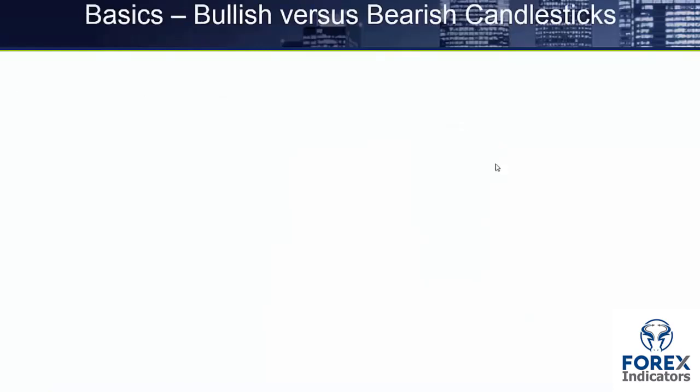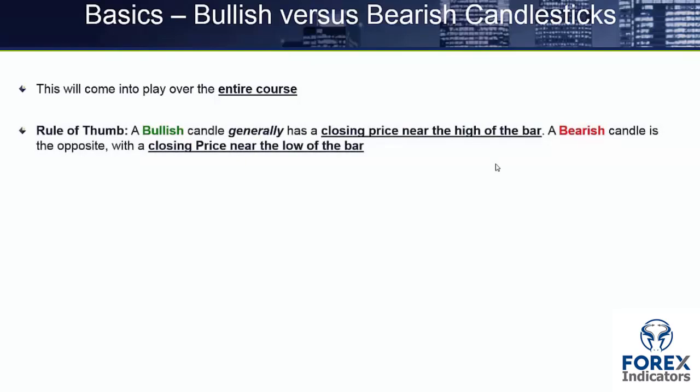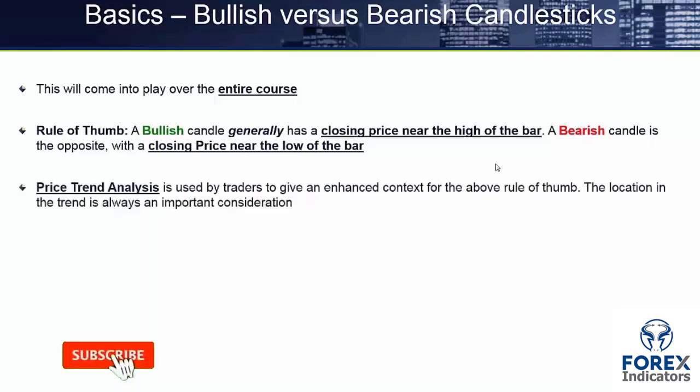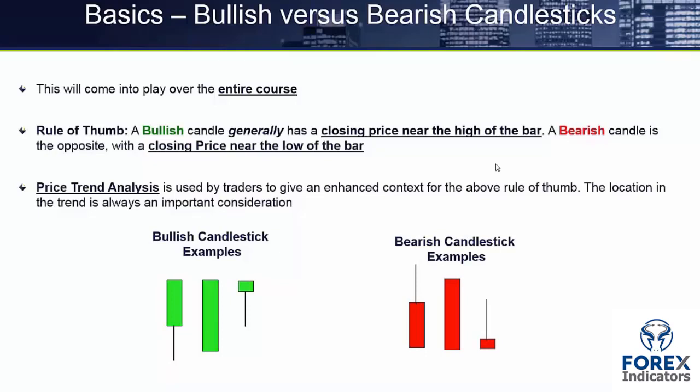Using that, there are actual candlestick patterns that you can use, and we'll use these throughout the course. As a rule of thumb, a bullish candle generally has a closing price near the high of the bar. A bearish candle is the opposite, with a closing price near the low of the bar. Price trend analysis is used by traders to give an enhanced context for the above rule of thumb. The location in the trend is always an important consideration. So these are examples of bullish candle formations.